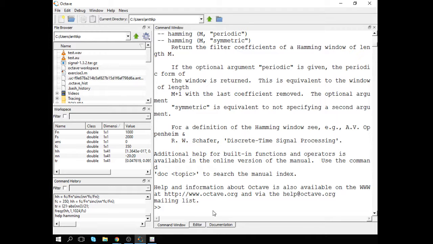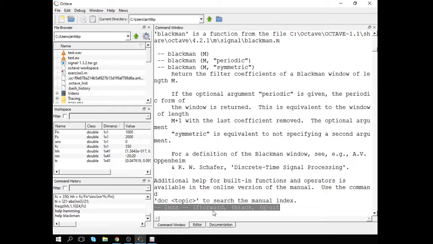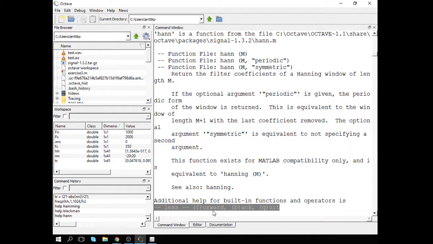Anyways, Hamming is one window. Then there's Blackman window, my personal favorite. Then there's the Hann window. And there are also some window generators like the Kaiser window, which is a nice generic tool to produce basically any window.